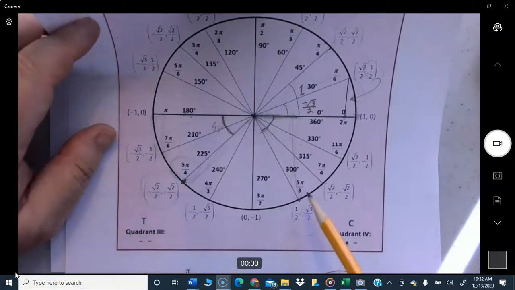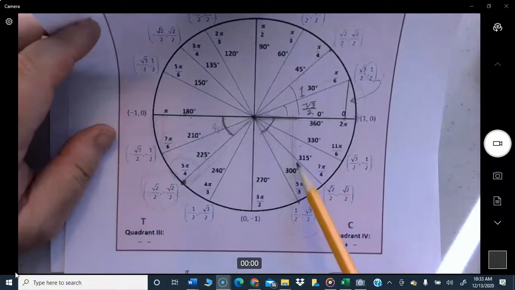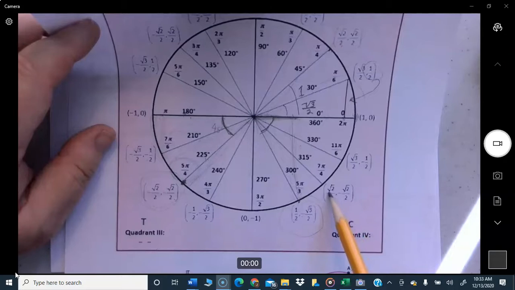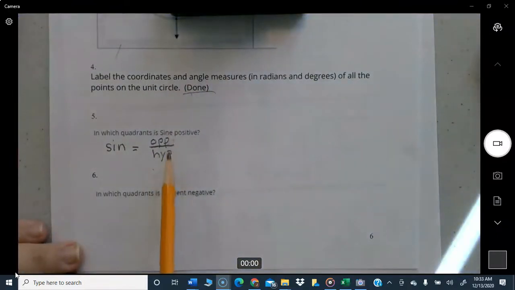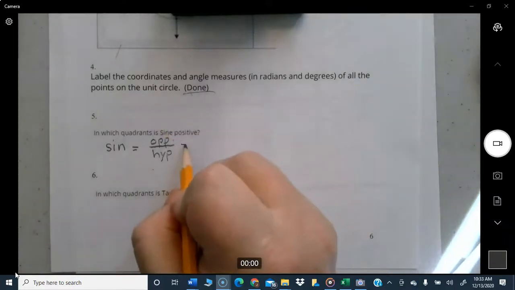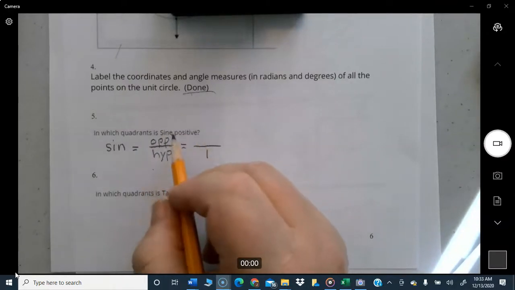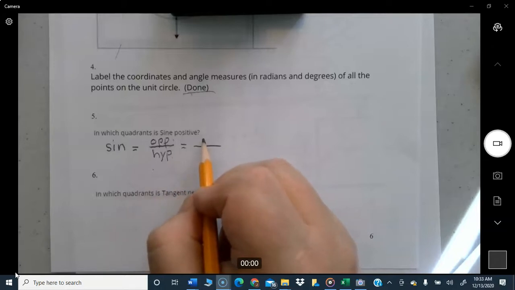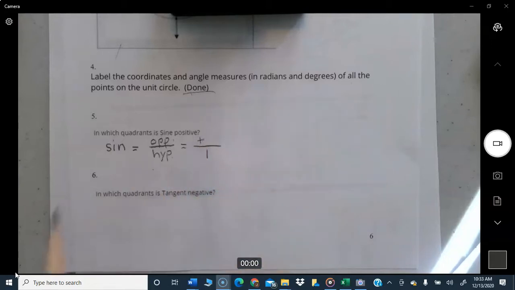Okay. When you come over here, you're going to go positive on the x-axis to get over here, and down, that's negative on the y-axis. So the first number is positive, the second number is negative. Okay, so they're asking about the sine. Sine is opposite over hypotenuse. Okay, so since hypotenuse always equals a positive 1, then the opposite, they want to know in which is it positive. It's where is the opposite going to be positive? Where is that going to be a plus number?